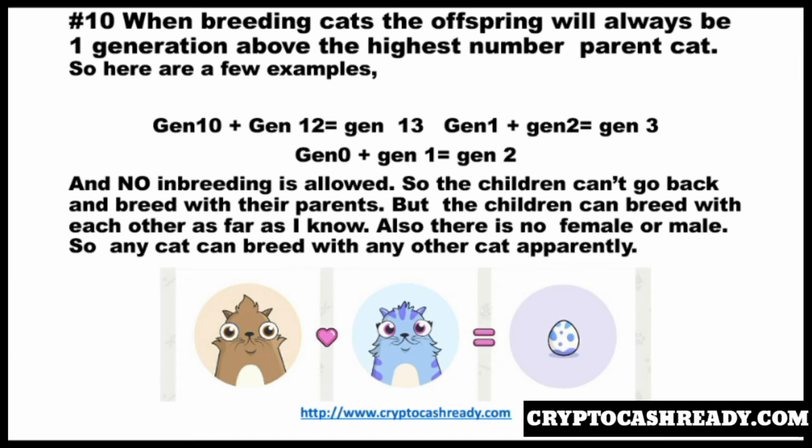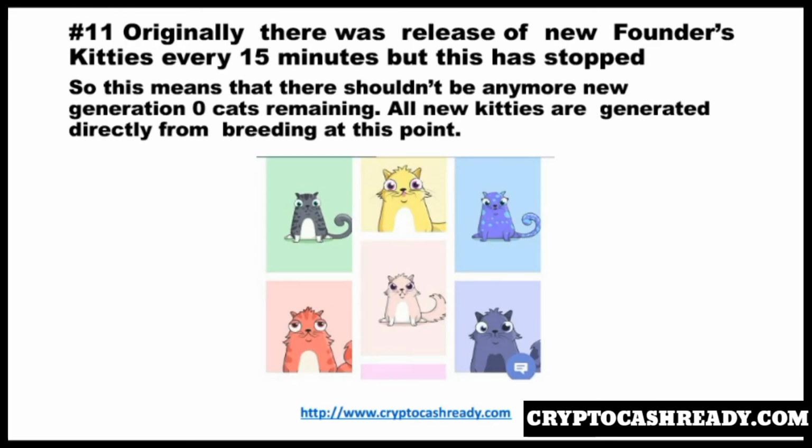Also, there is no female or male, so any cat can breed with any other cat apparently. Number 11. Originally there was a release of new founder kitties every 15 minutes, but this has now stopped. So this means that there shouldn't be any more new generation 0 cats remaining. All new kitties are generated directly from breeding at this point.